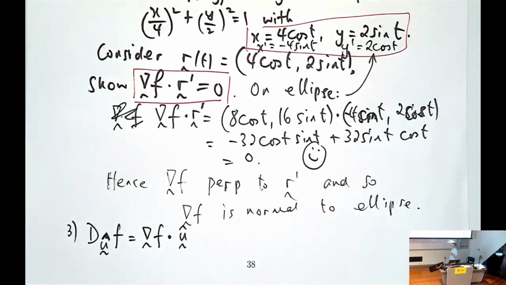It's the dot product of the gradient vector, here it is again, with a unit vector in the same direction as U. Why do we have a unit vector? Well, we're talking about rate per unit change. You don't have to define it like that, but that's the way we define it.